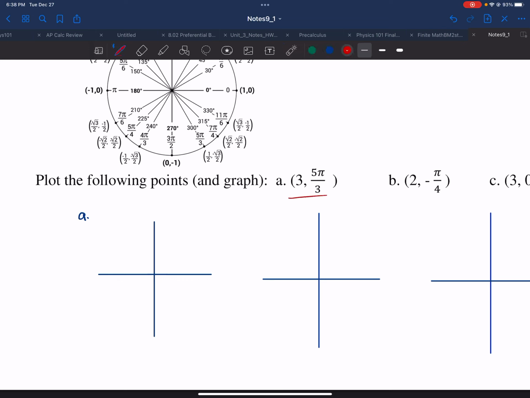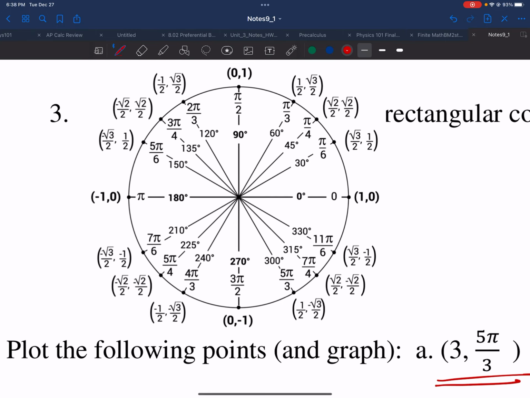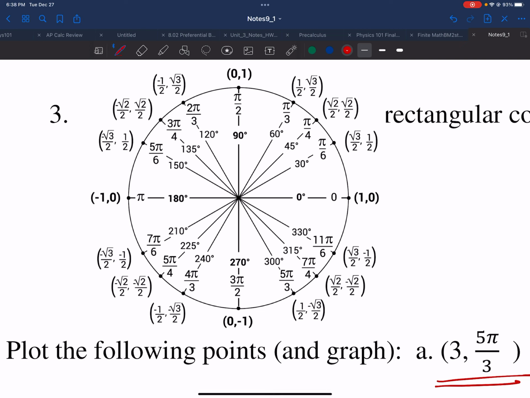We have 3 comma 5 pi over 3. So remember your unit circle. I just pulled this in so we could see it. 5 pi over 3 is located right here. So it's at 300 degrees, which is 30 degrees east of 270.